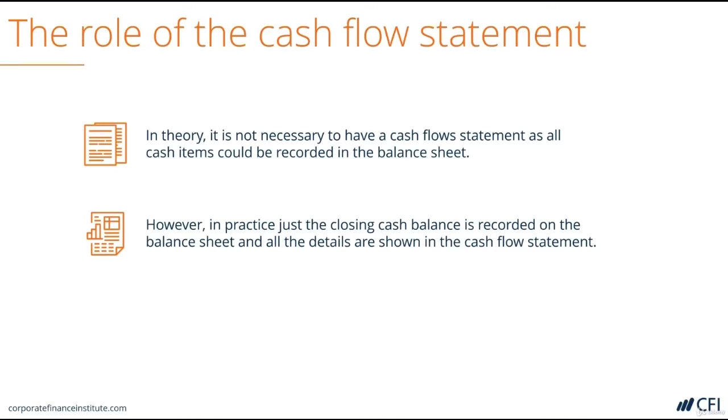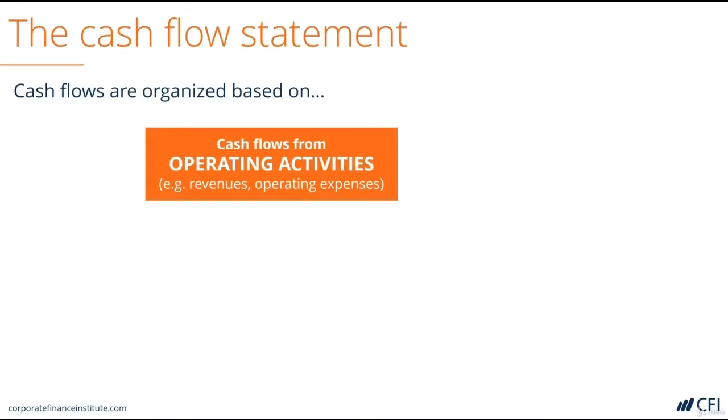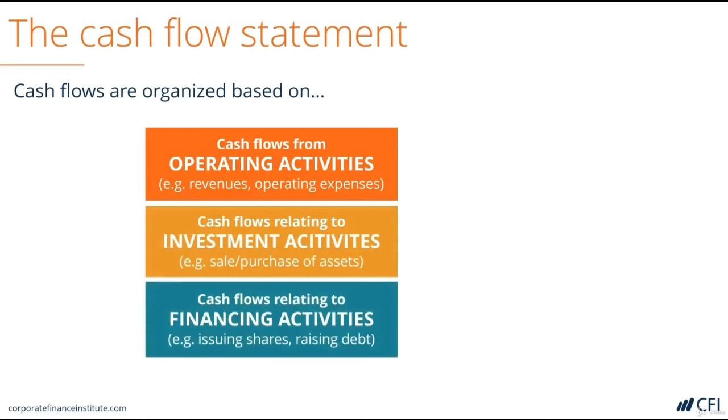Understanding where cash comes from and how it is being used is very important for managers of the business, for financial analysts, and for other users of the financial statements. The cash flow statement organizes cash inflows and outflows into 3 categories. The first is operating activities. The second one is investing activities. And the third one is financing activities.